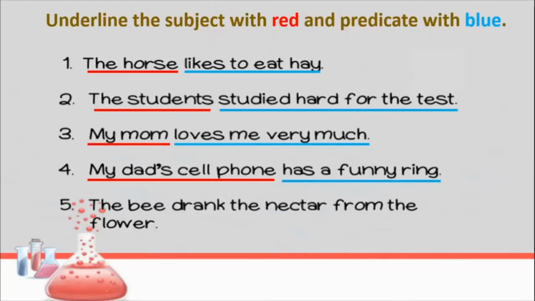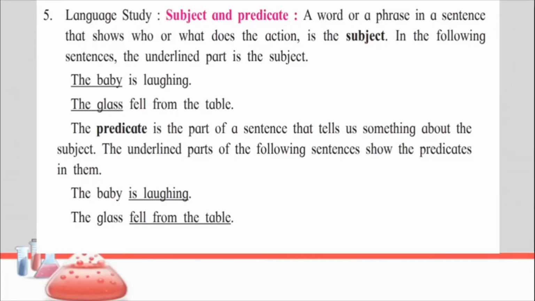The bee drank the nectar from the flower. So the bee is the subject. Drank the nectar from the flower is the predicate. Okay, children? So here we talked about certain words and phrases, and we also looked at what subject and predicate is. Now let us check whether we have done what is expected to be done according to the textbook. So see, this is point 5 of the exercise on English workshop in your textbook, where they have asked us to study about the subject and predicate, which we just did. But even then, let us go back and check what we did.